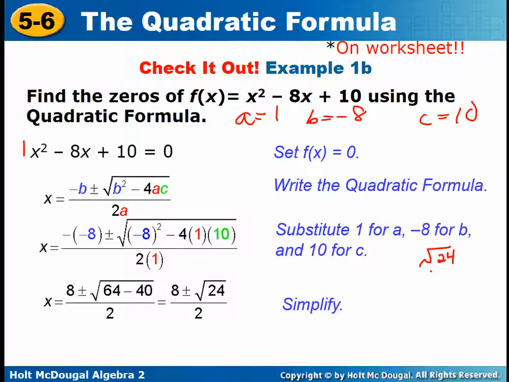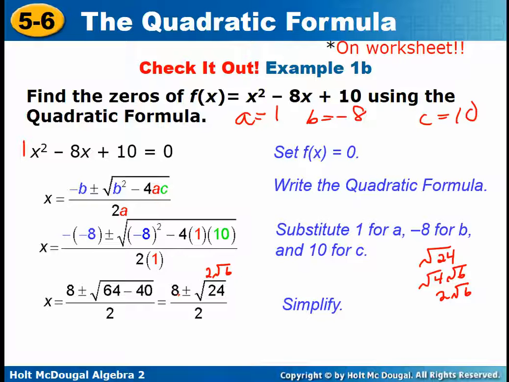Let's see, it's 12 times 2. That doesn't help me much. 8 times 3. I'll have to go with 4 times 6. So the square root of 4 times the square root of 6. And I picked those factors because the square root of 4 is 2. So I can simplify the square root of 24 to 2 square root of 6. So I can replace this.